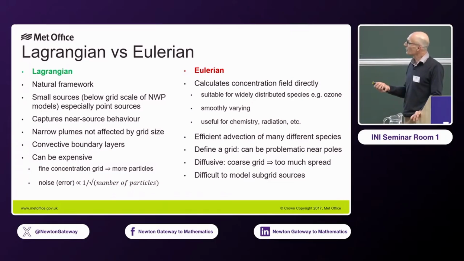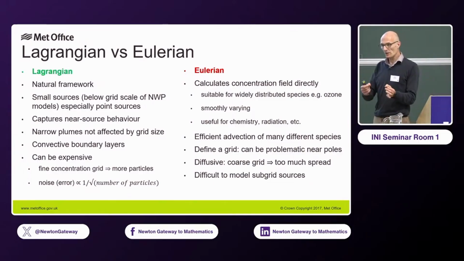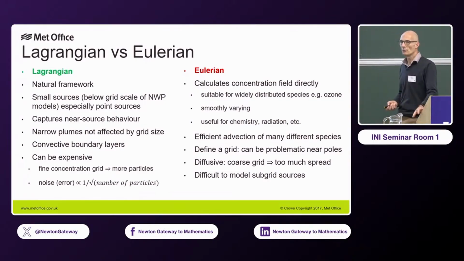And as I said, we have two configurations of the NAME model, Lagrangian and Eulerian. A Lagrangian model is like sitting on a rubber dinghy floating downstream, measuring the properties of the stream as you float downstream. Similarly, in the atmosphere, in our model, we're tracking notional particles from a source through the atmosphere. One of the advantages of this approach is that subgrid scale sources, and most sources are smaller than a kilometre scale, certainly 10 kilometre scale, are very easy to represent with a Lagrangian model. And so you can capture the near source behaviour, particularly when the plumes are narrow. They've also been very successful in modelling convective boundary layers.